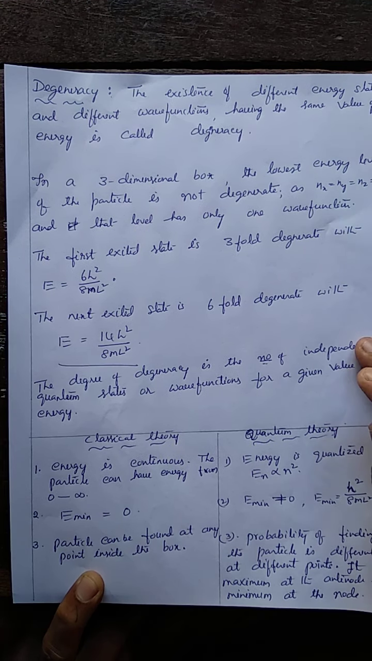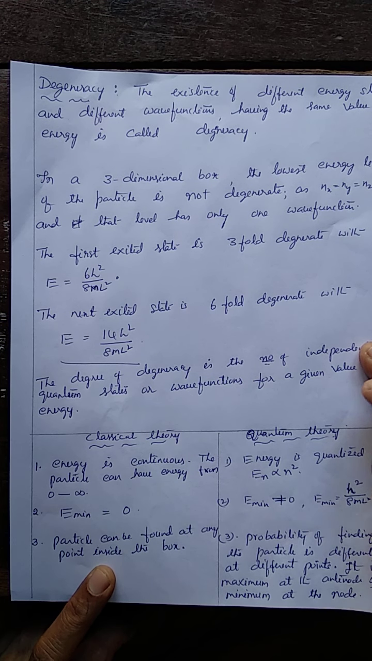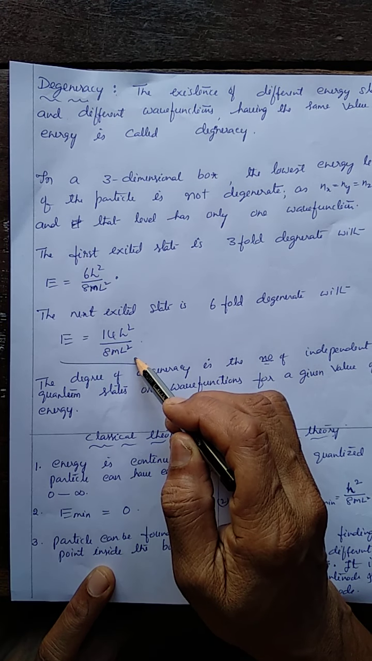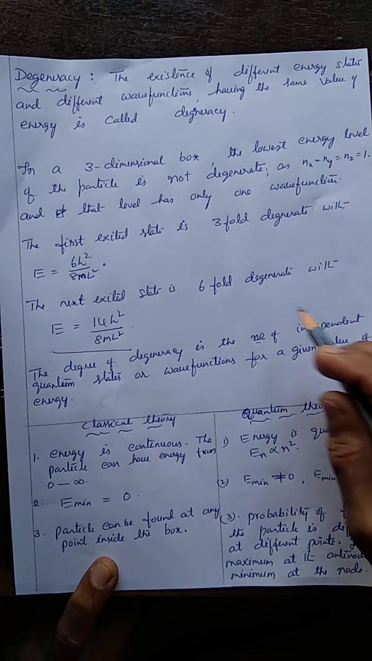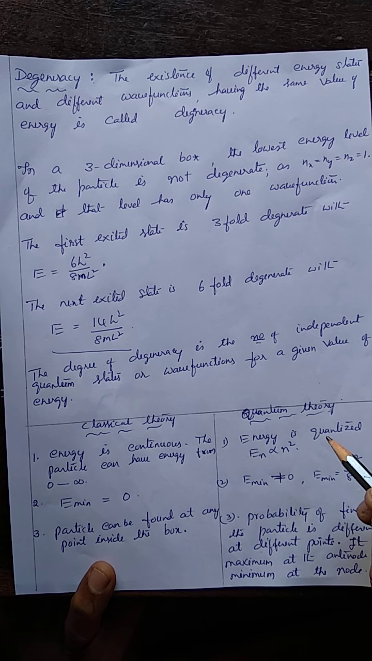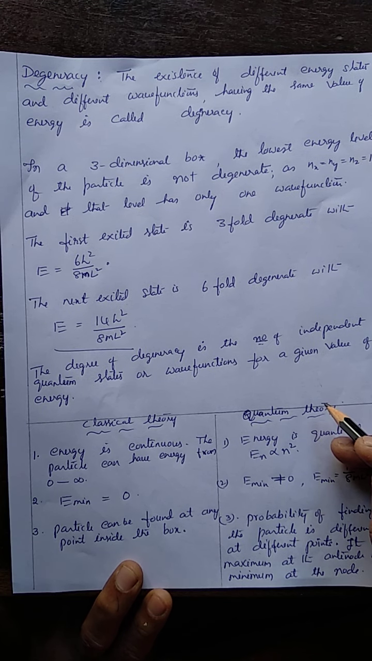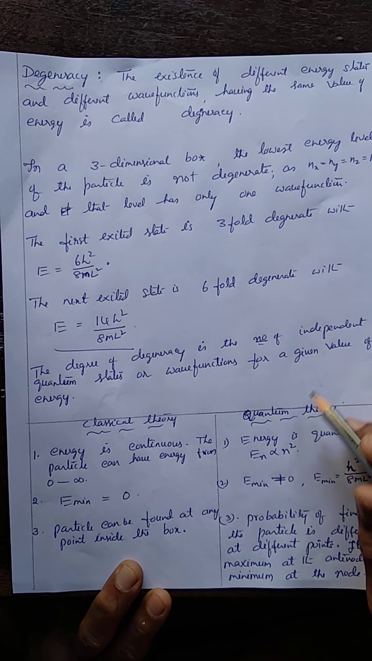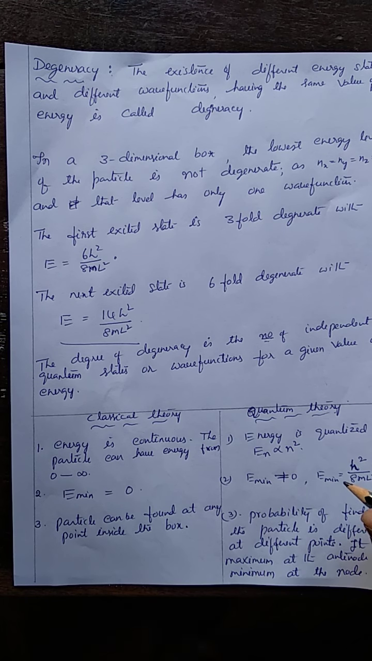If you consider the next one, n equal to 3, make the combinations and you will find there will be 6 different states having the same energy value, 14h square by 8ml square, with 6 different wave functions. Just try that combination and see. So, what is degeneracy? It is the number of independent quantum states or wave functions for a given value of energy. This is called degeneracy, or the degree of degeneracy.